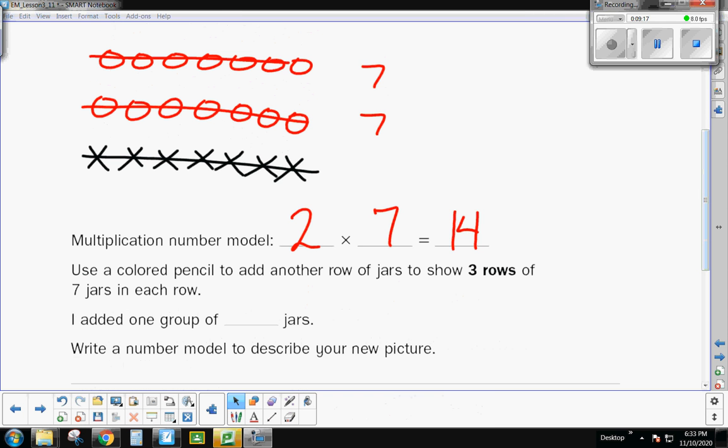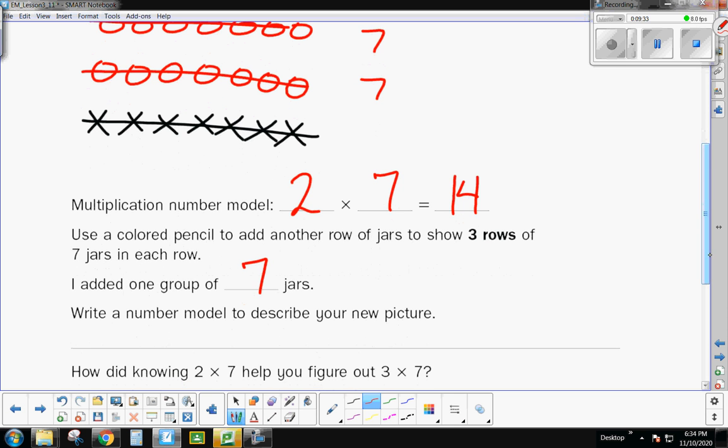All right, now the next part of the question says, I added 1 group of what? I added 1 more group of 7 jars. So write a number model to describe your new picture. Go ahead and pause the video. So my new number model is 3 groups of 7.